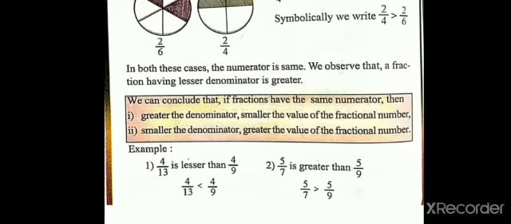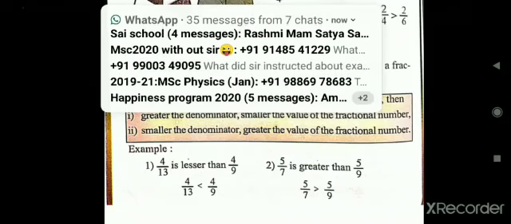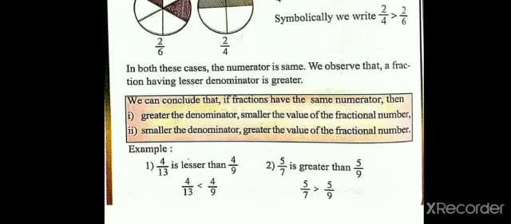Okay. Here you can see 4 by 13 is lesser than 4 by 9. How? Because 4 is the common numerator, but 13 is the denominator in the first fraction and 9 is the denominator in the second fraction. So 13 is greater than 9. So 4 by 13 becomes the smaller fraction and 4 by 9 becomes the bigger fraction.